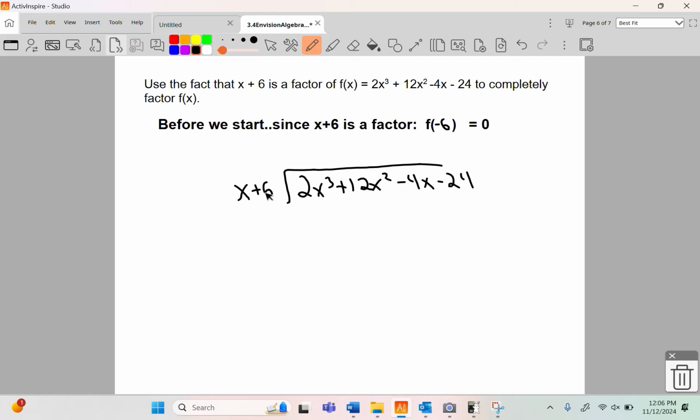So if you bring it down, you'll have to. You're going to need a 2x squared times x. This was the result of x and negative 8 plus 4 is 12.